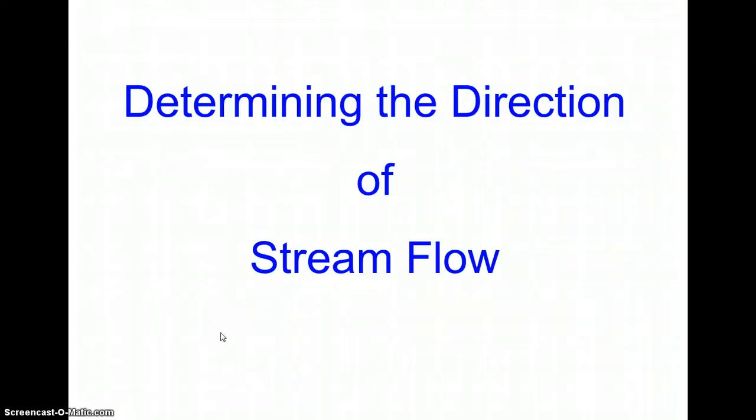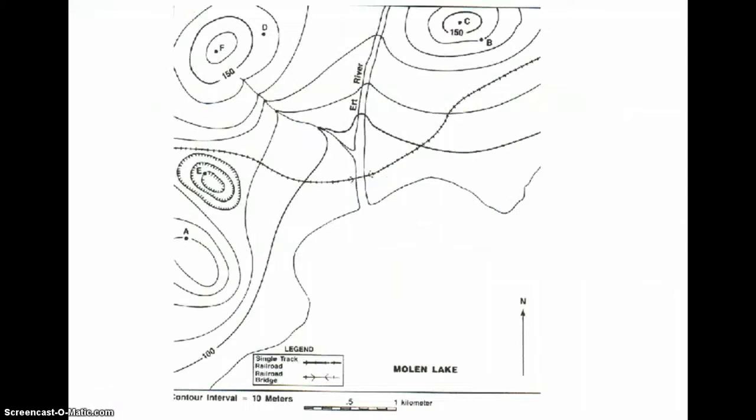So let's review how to determine which way a stream is flowing by looking at a topographic map. Okay, let's take a look at this map. Let's take a look at this stream that is flowing over here. It's not marked, but that is a stream. There are actually two ways to determine which way the stream is going. So let's take a look at both.